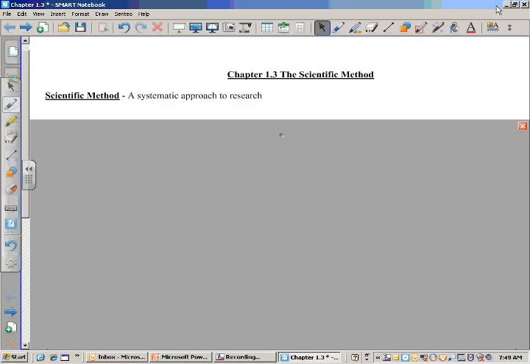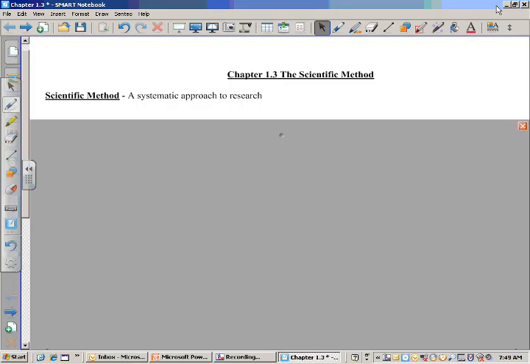Chapter 1.3, the scientific method. The scientific method is a systematic approach to research. Whether you're a social scientist or a physical scientist such as a chemist, the scientific method is an essential part of all research.